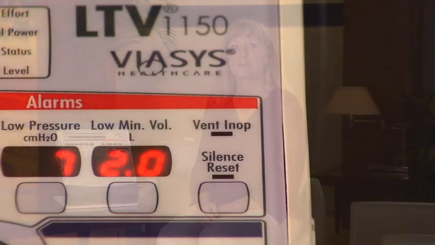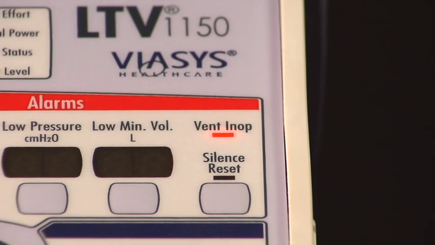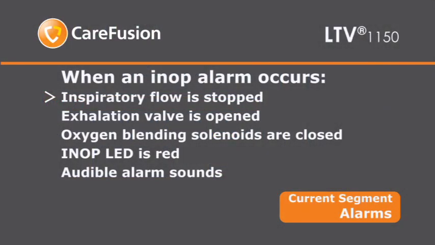The ventilator inoperative alarm occurs when the ventilator is switched from on to standby, or the ventilator detects any condition that is deemed to make the ventilator unsafe. When an in-op alarm occurs, the ventilator shuts down and sets the hardware to a safe state so the patient can breathe room air. Inspiratory flow is stopped and the exhalation valve is opened, allowing the patient to breathe spontaneously from room air. The oxygen blending solenoids are closed.